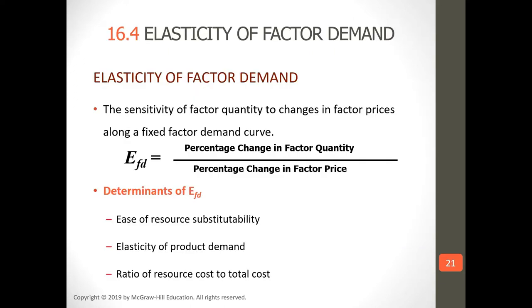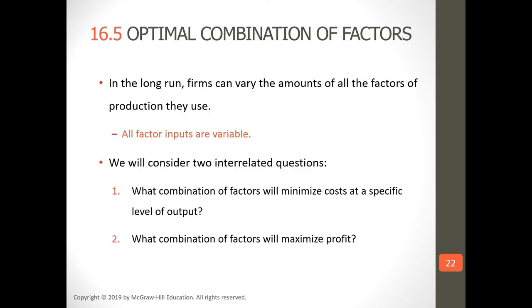So elasticity of factor demand is the sensitivity of factor quantity to changes in factor prices. So it'd be the percentage change in factor quantity divided by the percentage change in factor price. So this would be determined through ease of resource substitutability, elasticity of product demand, and ratio of resource cost to total cost.